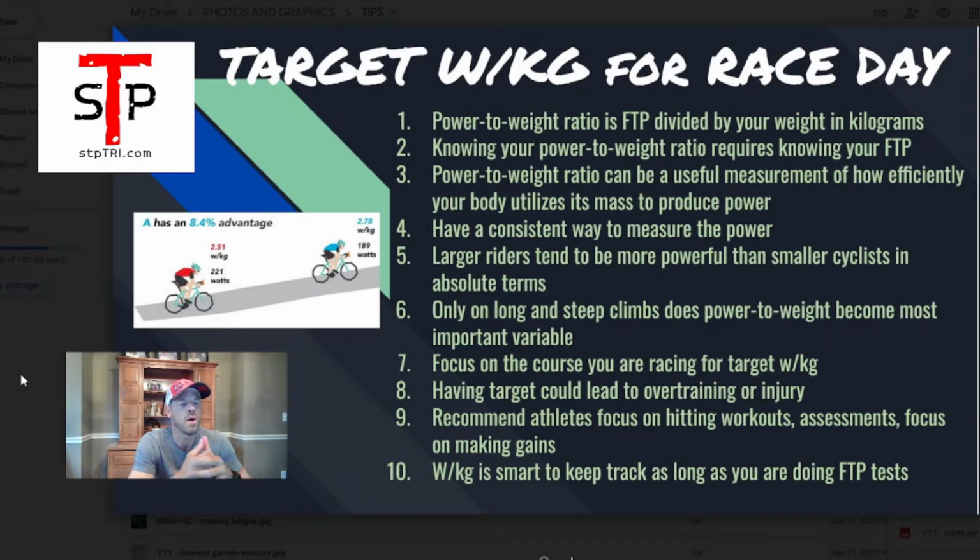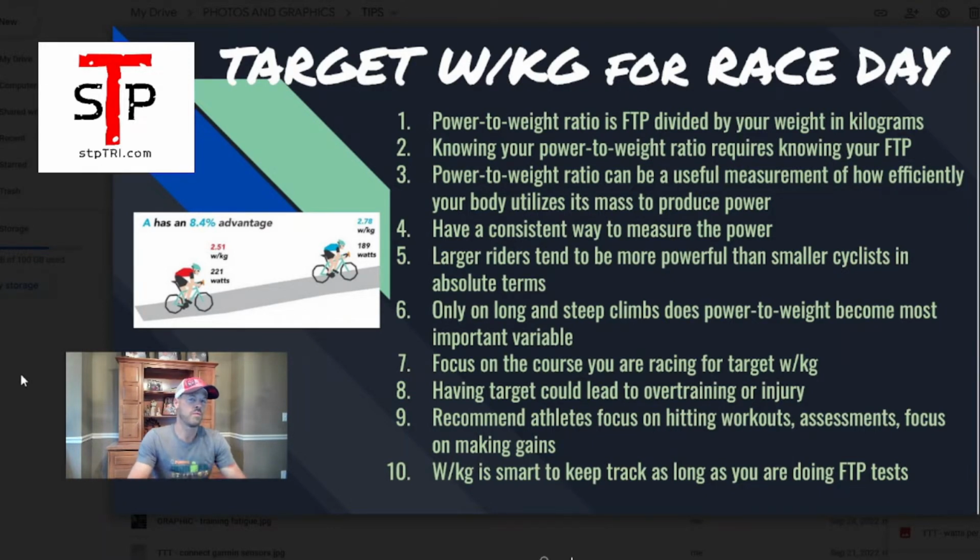Number three, power to weight ratio can be a useful measurement of how efficiently your body utilizes its mass to produce power. So what you're looking at is your body's ability to produce how many watts for how many kilograms you weigh. Again, if you look at the back of this graphic, you have 2.51 watts per kilogram for a 221 watt FTP, and 2.78 watts per kilogram for a 189 watt FTP. So are these riders the same weight, or are they variable weight, or what's going on?